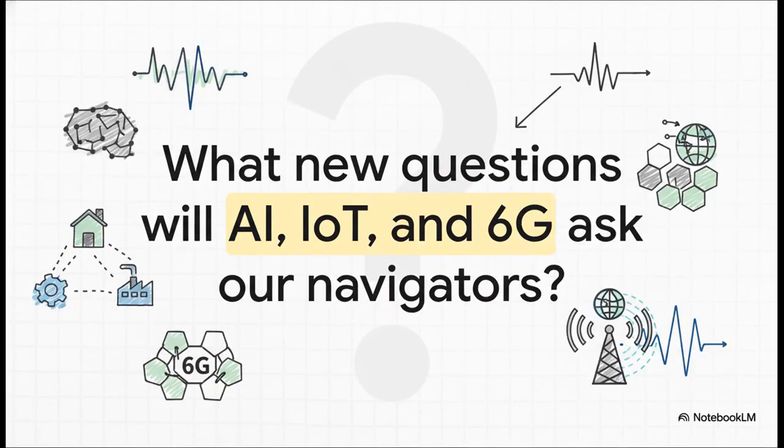And that really leaves us with this one big final thought. We've seen how PCEP helps find answers for the networks we have today. But as we start moving into a world that's going to be dominated by AI, the Internet of Things, and things like 6G, the complexity is just going to explode. So the real question is, what new, even harder questions are we going to need our master navigators to answer in that future? And will PCEP be ready for the challenge?